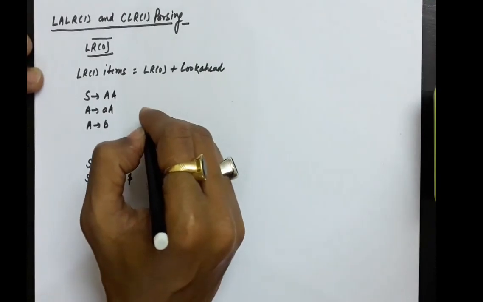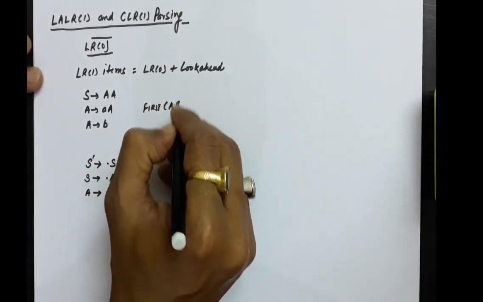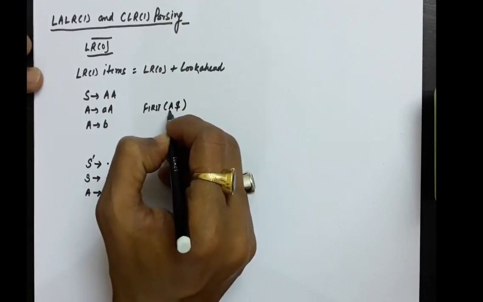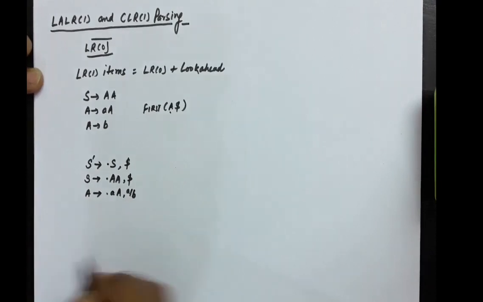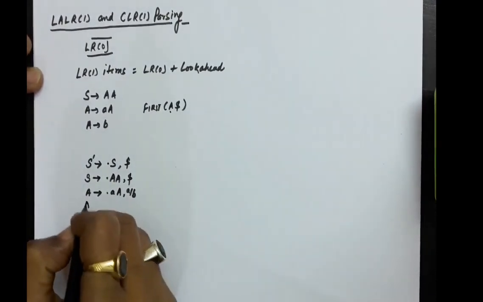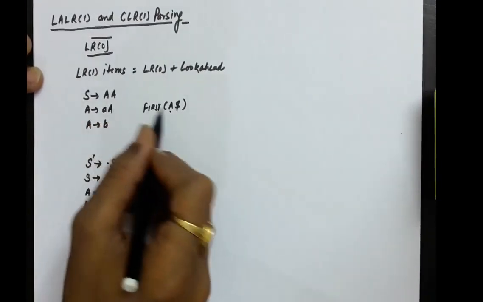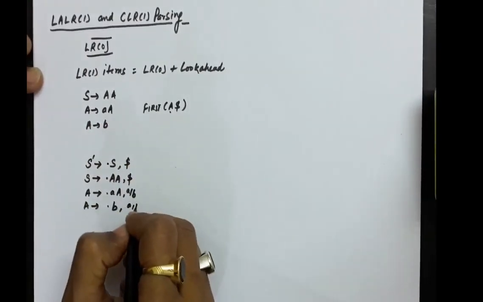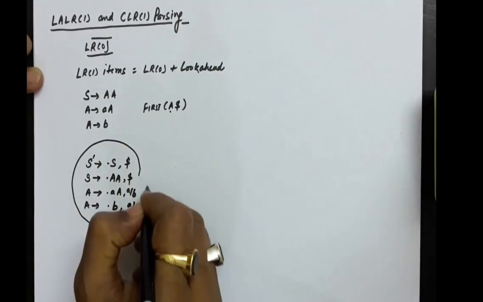So we compute the first of A dollar, which is first of A. First of A is small a and small b. So this is the lookahead associated with this production. Similarly, A produces dot b. The first of A dollar is small a and small b. So these are the lookaheads associated with this.